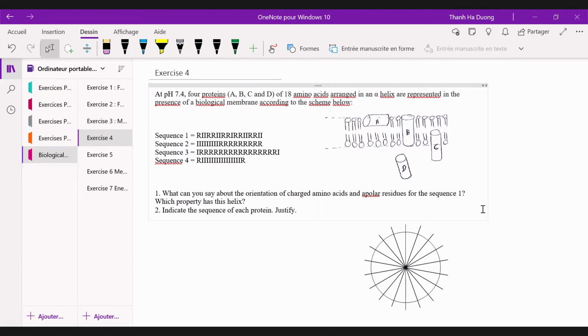So at pH 4, we have 4 proteins, A, B, C, and D, of 18 amino acids arranged in an alpha helix secondary structure, and they are represented in the presence of biological membranes according to the scheme below. Okay, so you have to tell me which sequence corresponds to which protein and why.